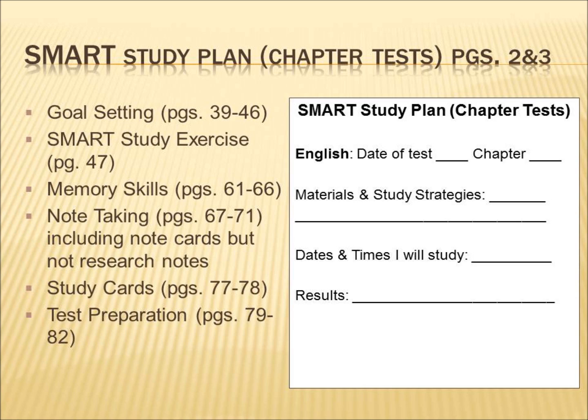When they cover note-taking, you can either cover the whole chapter, but they must learn at least about study cards, and that's on pages 77 through 78. Then they should learn about different test types and strategies to use for each type. This information can be found on pages 79 through 82. Now they're ready to make their own Smart Study Plan for a chapter test.